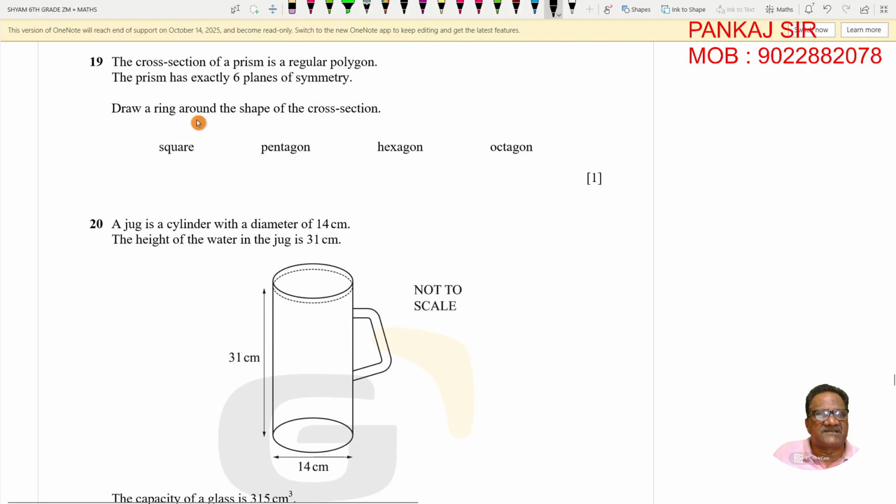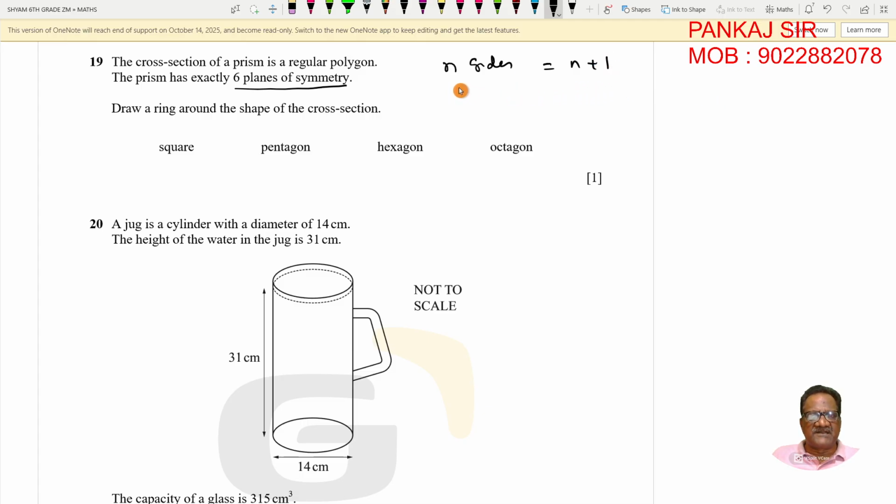The cross section of a prism is a regular polygon. The prism has exactly 6 planes of symmetry. Draw a ring round the shape of the cross section. Somewhere across the solution of this checkpoints, I had mentioned one thing. If a regular polygon is n-sided, then the number of planes of symmetry that it will have will be equal to n plus 1. This is the rule.